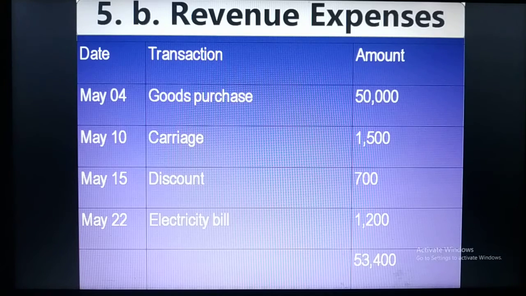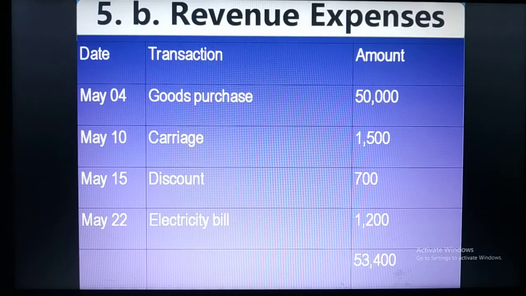Discount. This is discount allowed. That means you give discount to another person. So at the time of receiving money, you are giving discount. So every day you are receiving money from your debtors. So this is discount allowed. This is also a revenue expense. Then electricity bill. That means if you paid electricity bill, that is also a revenue expense. Dear student, these are the examples of revenue expenses.